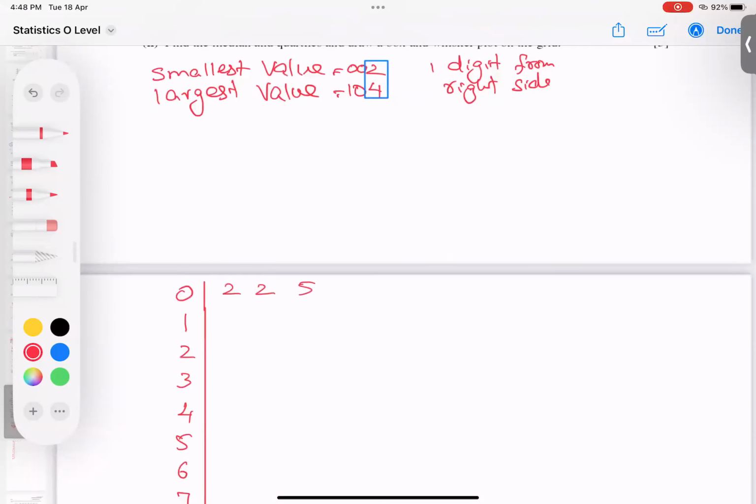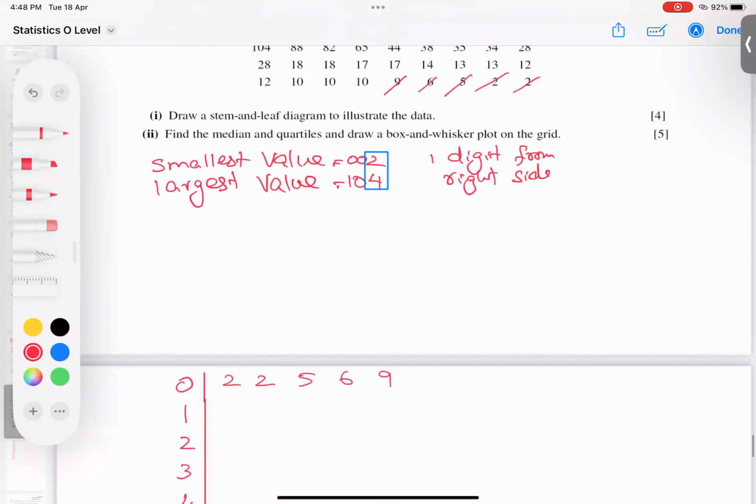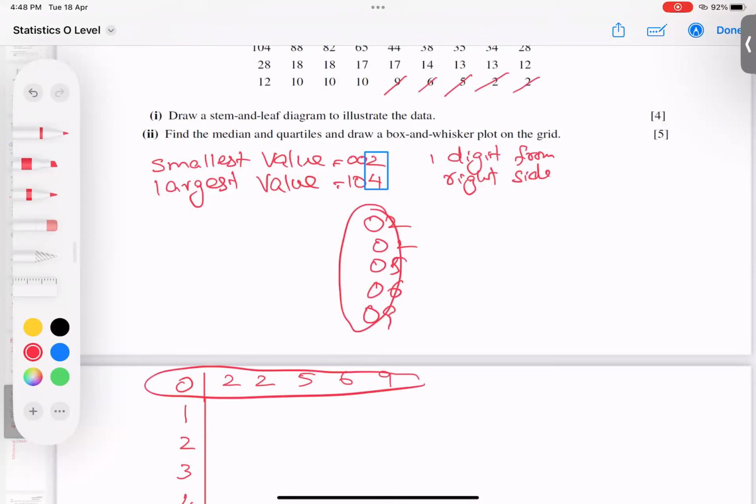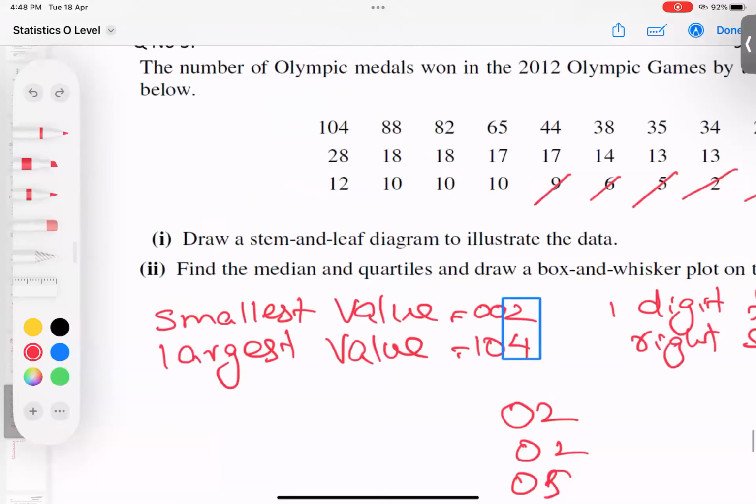So 5, 6, 9. Why are you writing here, sir? The reason is that all these numbers have 0: 02, 02, 05, 06, 09. Because of the zeros, I wrote them in the line of 0. I hope that is clear. Wait and watch, and let's talk about the next one.